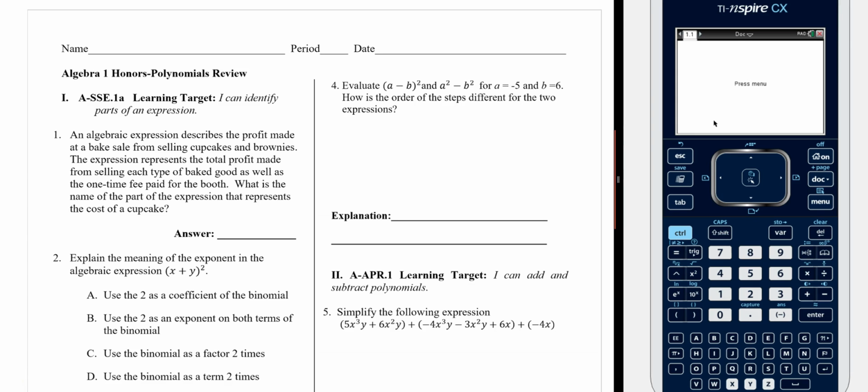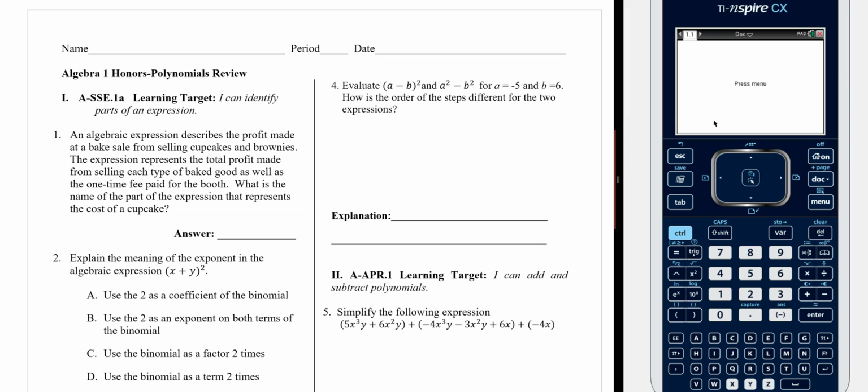Alright, this is the review for the Polynomials unit for Algebra 1. Let's start with number 1. The algebraic expression describes the profit at a bake sale for selling cupcakes and brownies. The expression represents the total profit made from selling each type of baked good, as well as the one-time fee paid to the booth. What is the name of the part of it, the expression that represents the cost of a cupcake?